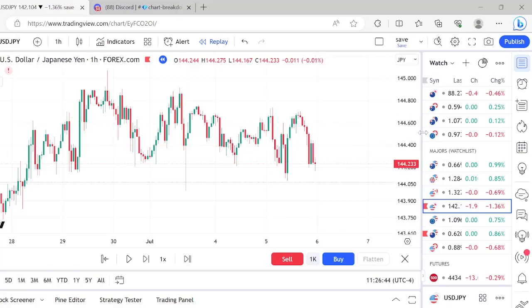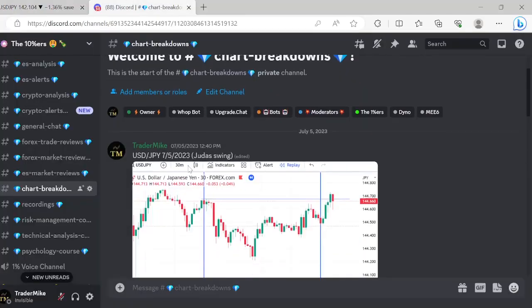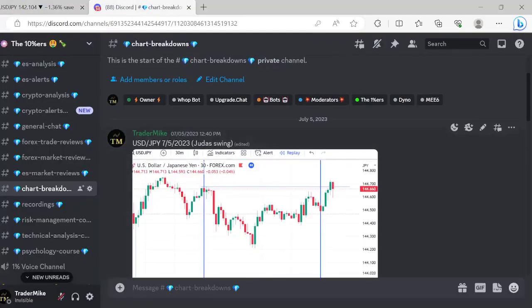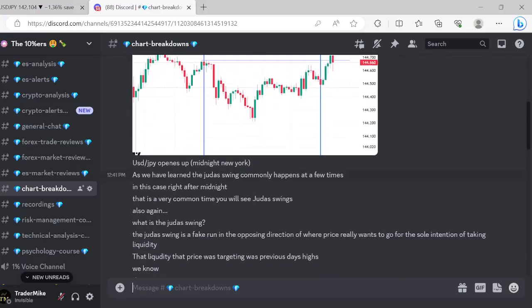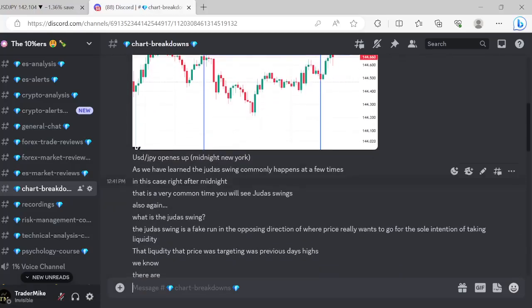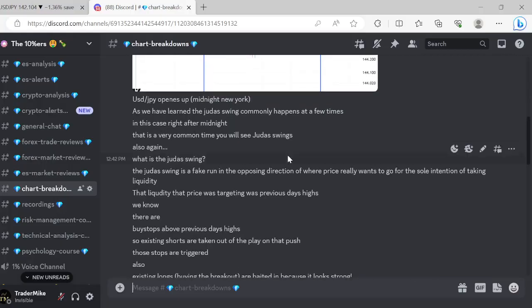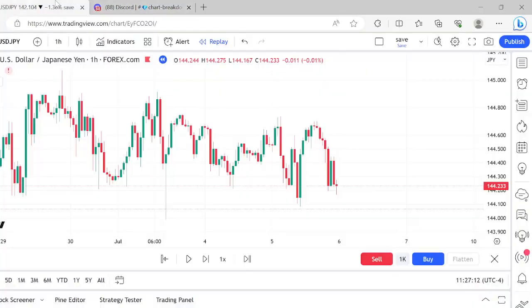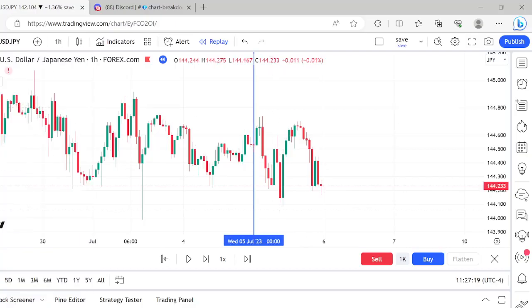Okay. So right here I have USD, and I'm pulling up this example from the other day because it's a really clean example. I actually posted it in the chart breakdown section as well. You can see right here, USD 7/5/2023 Judas swing. For a brief breakdown, make sure you check out the chart breakdown section too, where I went over it, but we're going to go over it here as well. I'm going to put in some data dividers real quickly to clean this up for us. So this was on Wednesday.